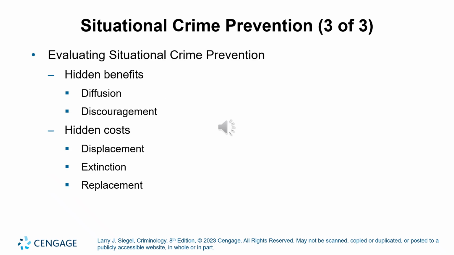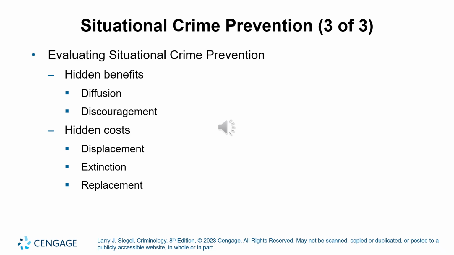And finally, let's evaluate situational crime prevention by looking at its hidden benefits and hidden costs. Hidden benefits include things like diffusion, where crime prevention efforts reduce not just the targeted crime, but also related crimes in nearby areas. Another benefit is discouragement, where offenders give up because the environment looks too risky or effortful, even if specific measures weren't aimed directly at them.